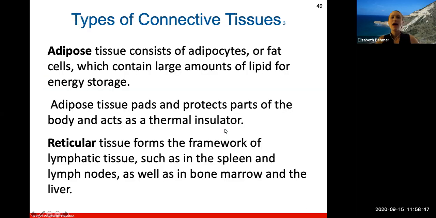There we go. Adipose tissue is your fat tissue, and it contains fat cells or adipocytes. The suffix "cyte" is cell, so adipocyte is a fat cell. Fat cells contain large amounts of lipid for energy storage. Reticular tissue forms the framework of lymphatic tissue, such as your spleen and lymph nodes, as well as in the bone marrow and your liver.